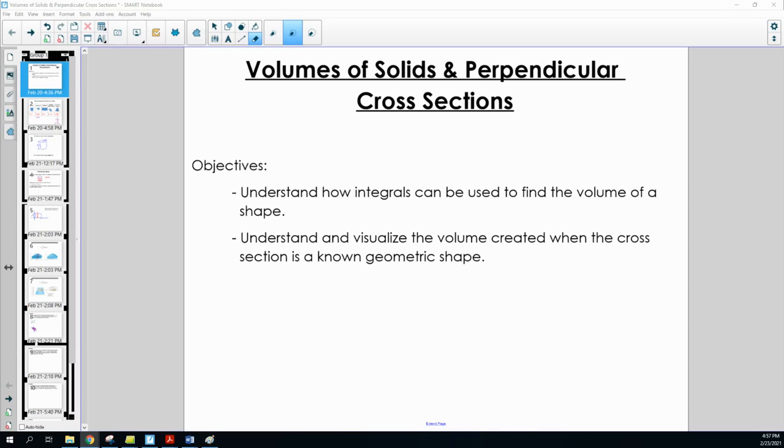In this lesson, we're going to go over how to find the volumes of solids using perpendicular cross-sections. Just a warning for you guys in the beginning, this is a lot of things you need to visualize or at least understand what it's supposed to look like. I am not the greatest artist, so just bear with me on this.